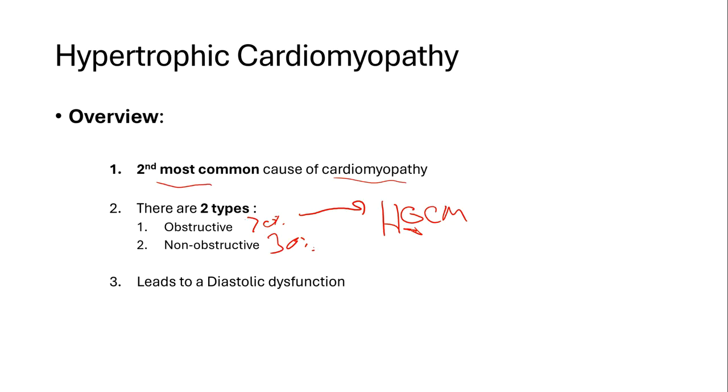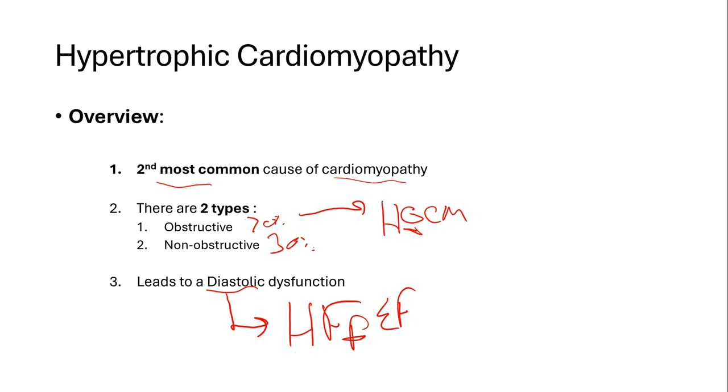Hypertrophic cardiomyopathy leads to something known as a diastolic dysfunction. Remember the two phases of the cardiac cycle. Diastole is when the ventricles fill with blood, and systole is when the ventricles push that blood out into the body. If this is a diastolic issue, this is going to be a filling issue of the ventricles. This is also sometimes referred to as HFpEF, or heart failure with preserved ejection fraction. Now, why exactly do we get that preserved ejection fraction?